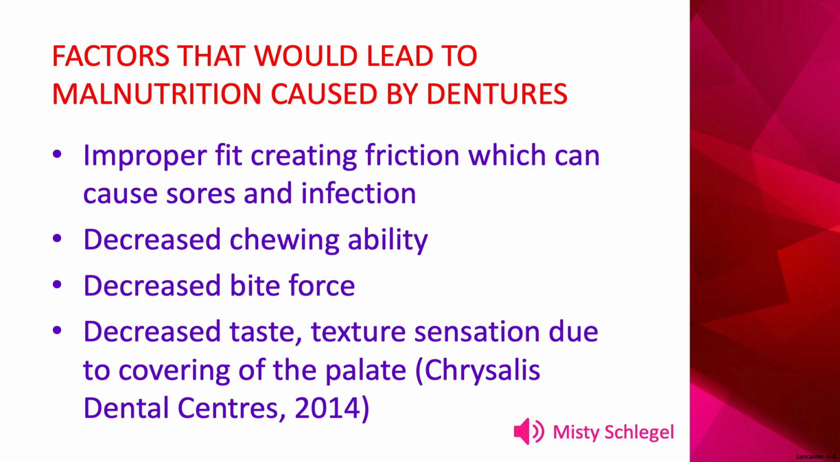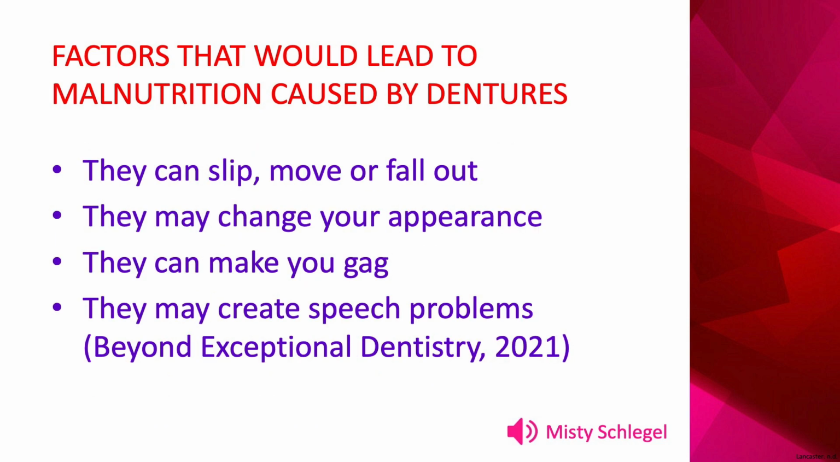Many different complications related to denture use influence the likelihood of malnutrition in older adults, such as if your dentures have an improper fit creating friction, which can cause sores in the mouth and infection. Dentures can create a decreased chewing ability, a decreased bite force, and decreased taste or texture sensation due to covering of the palate and the tongue. Additional complications with denture use include that they can slip, move, or fall out as the person speaks or chews. They may change a person's appearance. They can stimulate a person's gag reflex, and they can create speech problems.